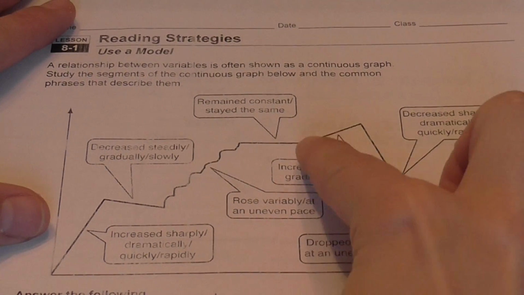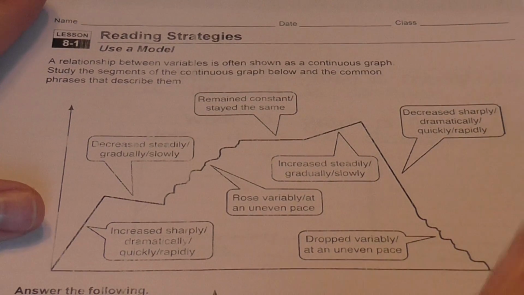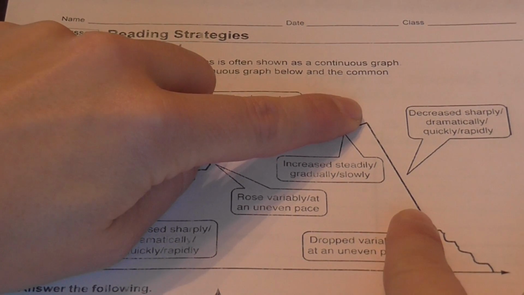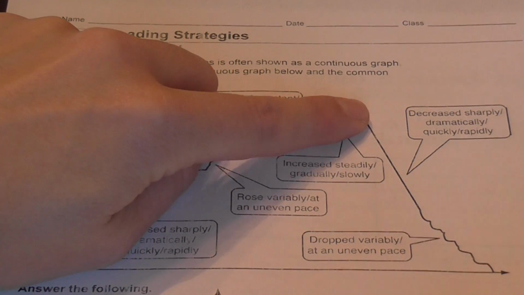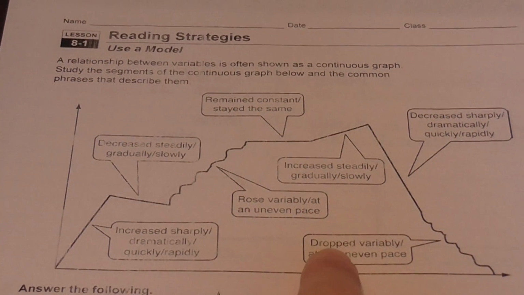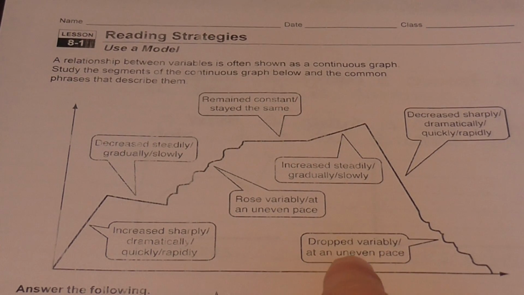Okay. This increased steadily, all right? Increased gradually, increased slowly. This starts way up high and gets way down very, very quickly. This decreased sharply, dramatically, decreased rapidly. And then this one, again, went back to bumpy. So this is dropped variably or at an uneven pace. You can say decreased at an uneven pace.